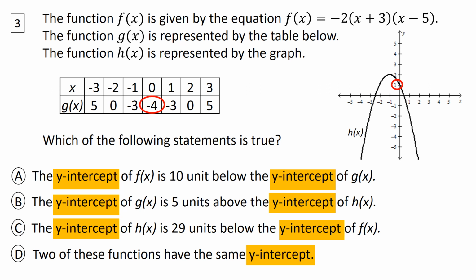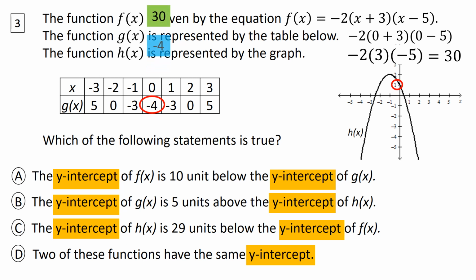And that same knowledge can give us f of x's y-intercept. Knowing that x is 0, we just plug in 0 for x. Negative 2 times 0 squared plus 3 times 0 minus 5 or so. Simplify that. That's going to give us positive 30. So we've got the y-intercept for each of those. 30 for f, negative 4 for g, 1 for h. And now we can look at these statements and figure out which one's true.